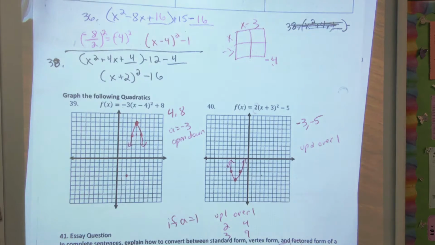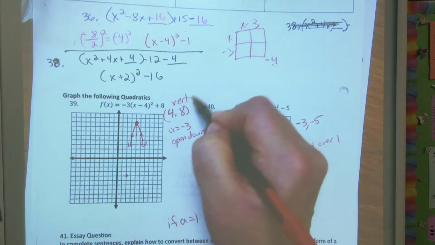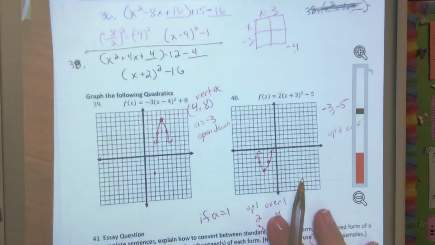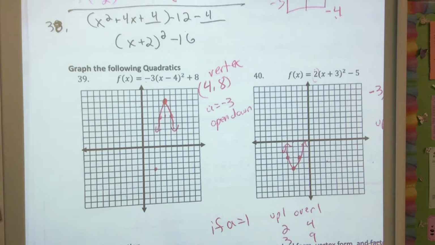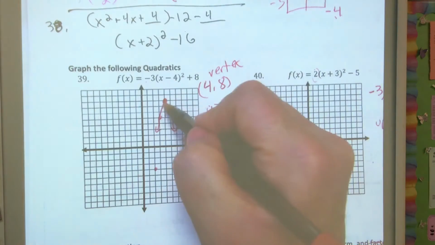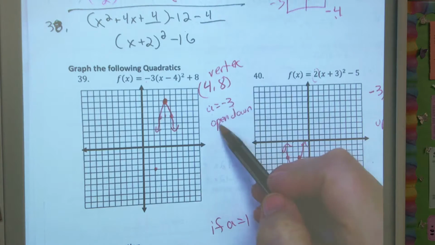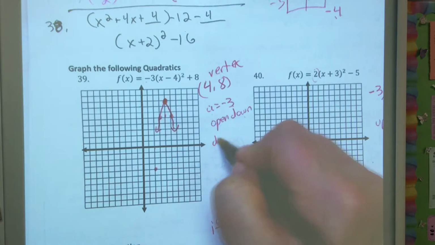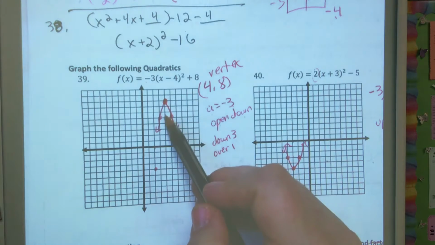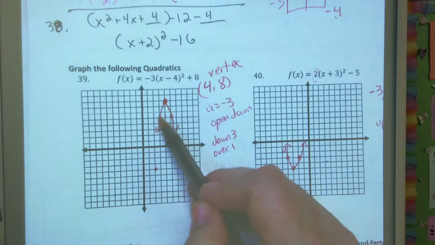The last problems are a little bit harder because they have a dilation. It's not just a equals 1. I'll do one at a time. My vertex for this one is 4, positive 8. So I graph that right here. And since a is negative 3, it opens down. For my first points, I can go down 3 over 1. It doesn't matter, I can go down 3 over to the right one, start back at the vertex, down 3 over to the left one.